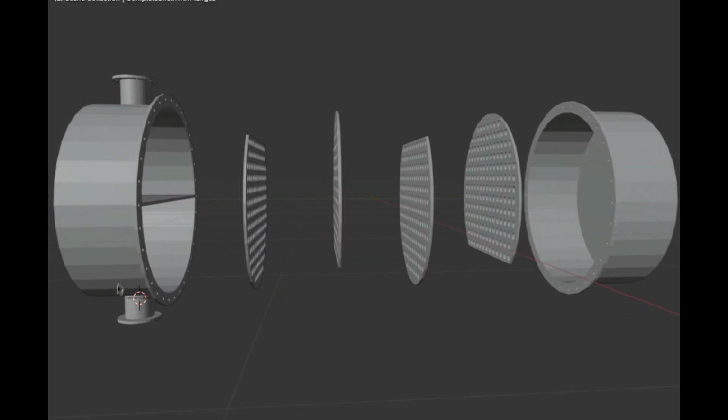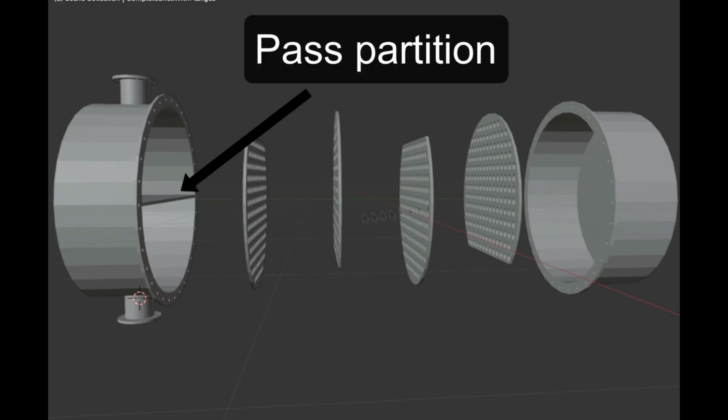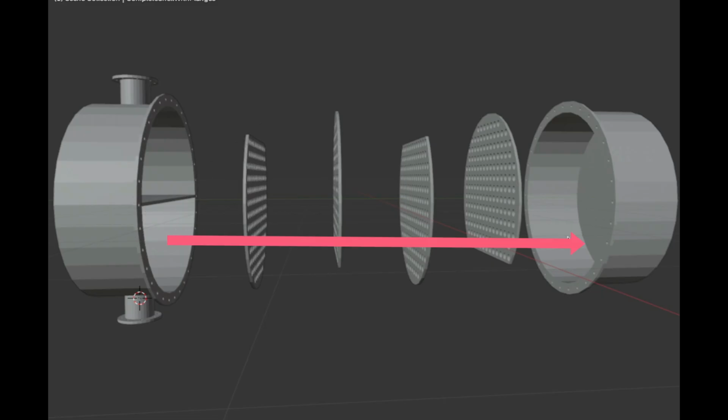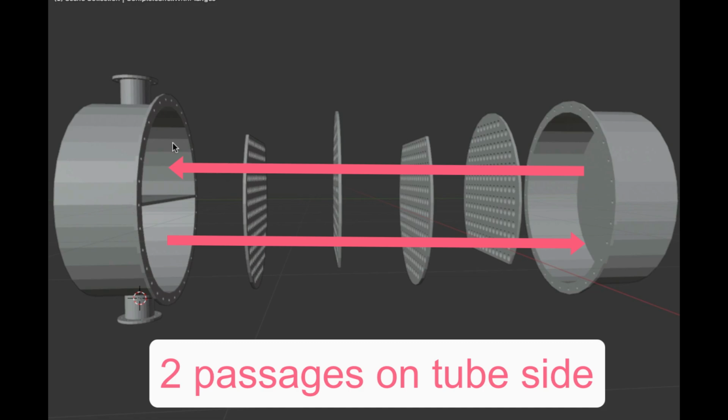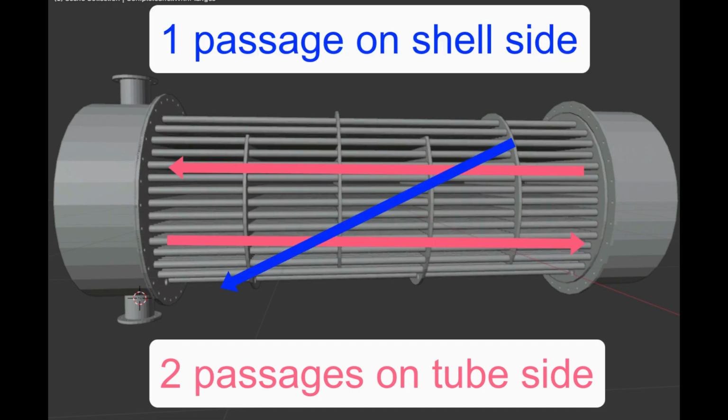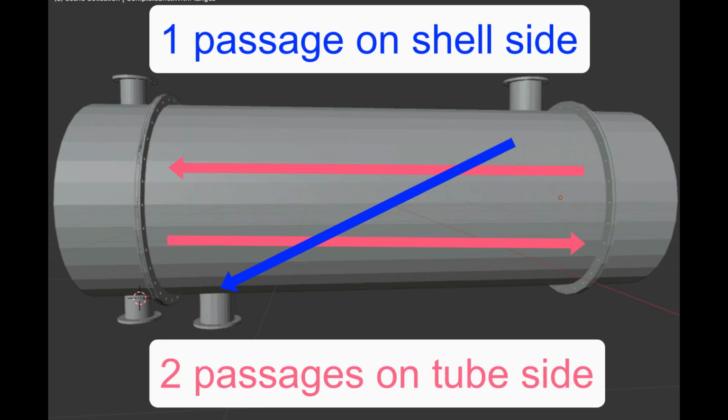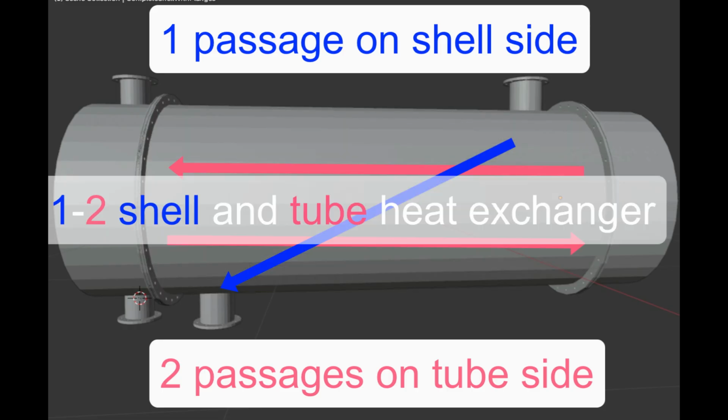The end piece where the inflow and outflow are connected has a dividing wall, a so-called pass partition, such that the tube side medium flows to the right in the tubes in the lower part of the tube bundle and back to the left in the tubes in the upper part of the tube bundle. As we now have one passage on the shell side and two passages on the tube side, we call this a 1-2 shell and tube heat exchanger.